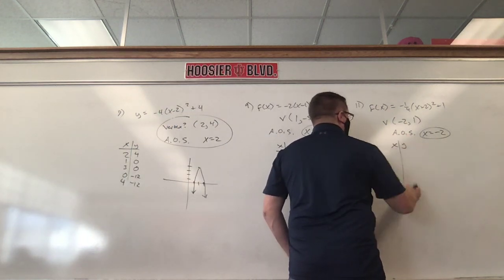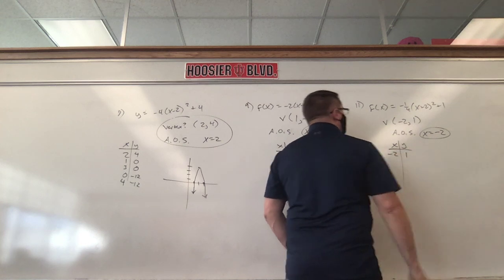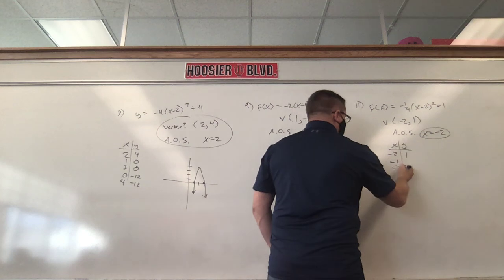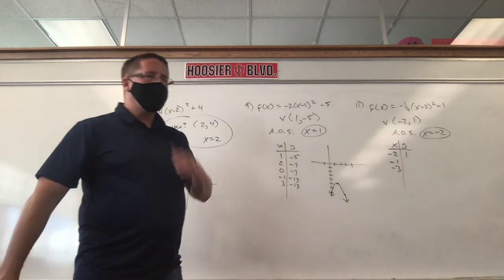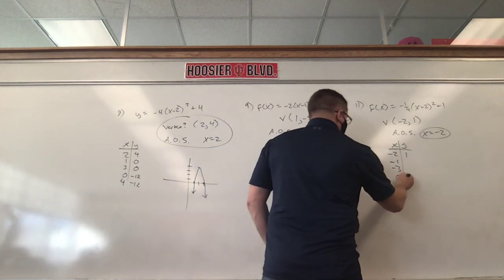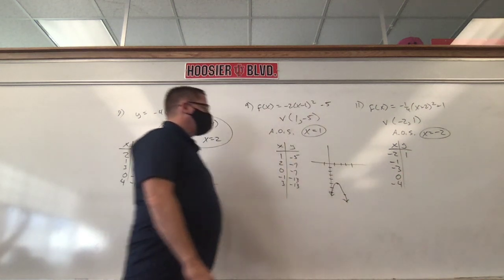So let's make up negative 2, 1. If you're at negative 2, we're going to plug in negative 1 and negative 3. They're one right and 1 left. And 2 right and 2 left from negative 2 are 0 and negative 4.